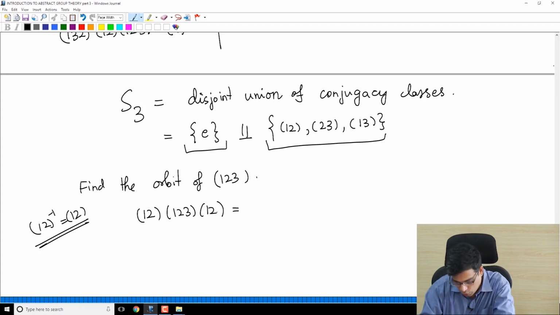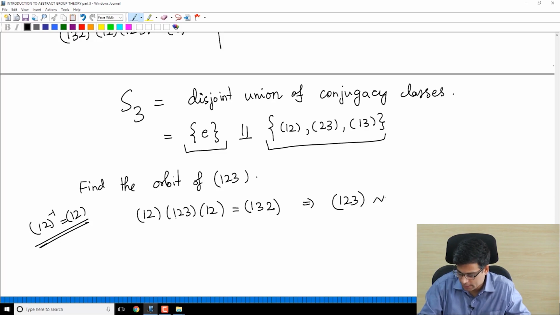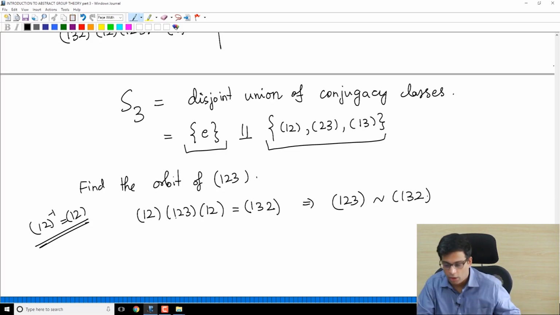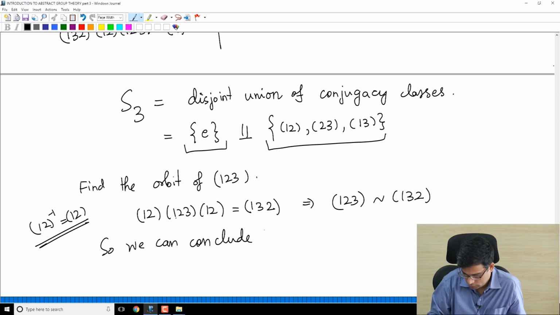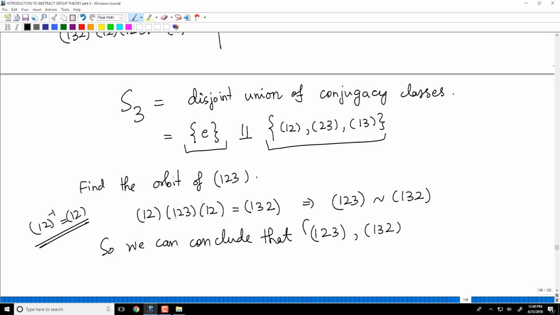Let's compute this. 1 goes to 2, 2 goes to 3. So 1 goes to 3, 3 goes to 1 and 1 goes to 2. So (1 3), 2 goes to 1, 1 goes to 2, 2 goes to 1. So (1 3 2). So this means (1 2 3) is related to (1 3 2). And now you are able to conclude that (1 2 3) and (1 3 2) is a conjugacy class.